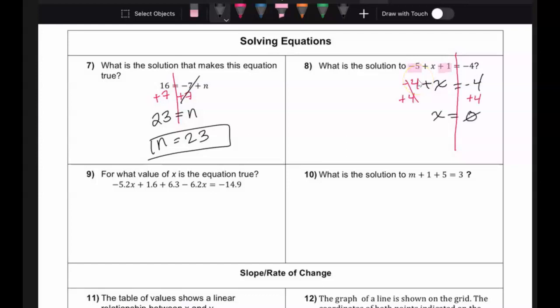Negative 4 plus 4 is 0, which is okay. Sometimes you get 0. It doesn't mean you did anything wrong. So my answer is 0.